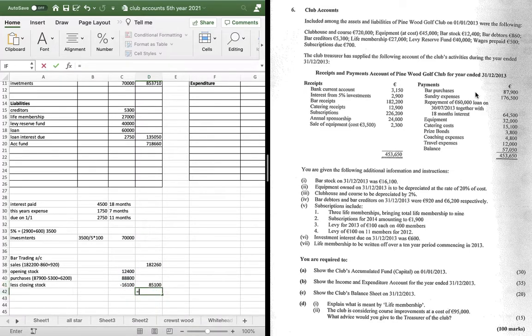So our bar profit is our sales minus our cost of sales, 97,160.